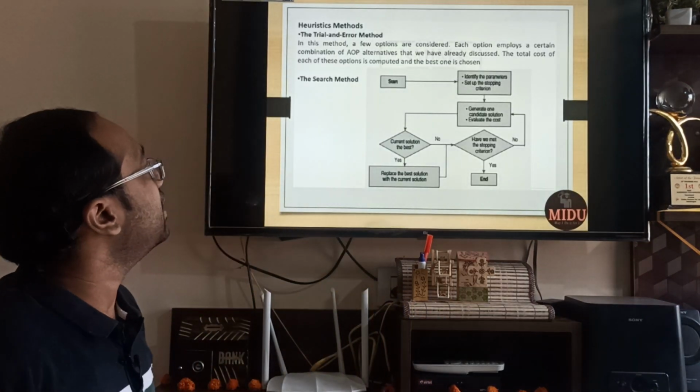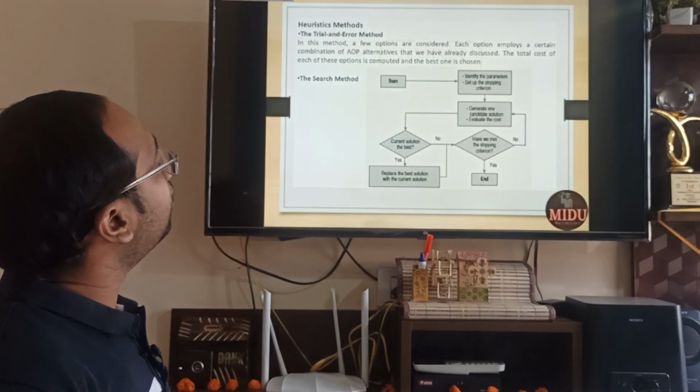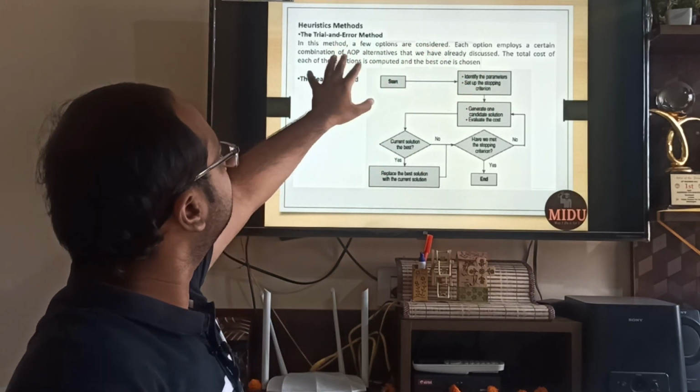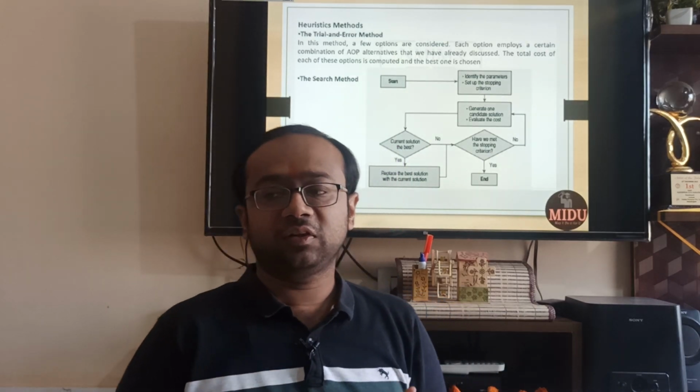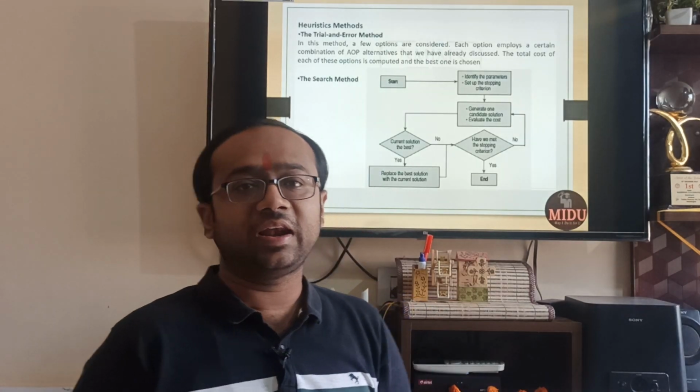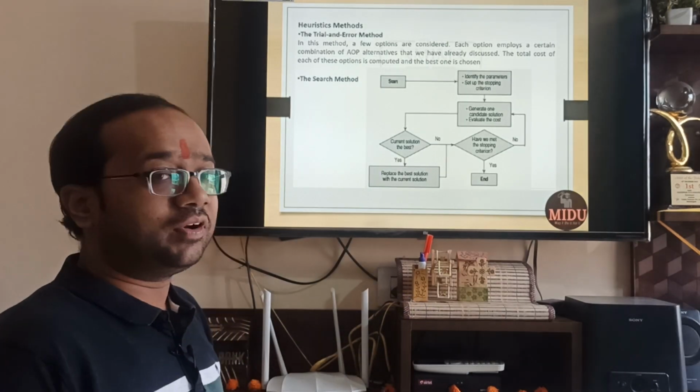So first, like the name suggests, trial and error, you consider few options. Each option will have certain combination which we discussed. You take out the cost of different methods and then basis various algorithms you choose which one is the best. This is known as trial and error method. Second is, my dear friend, search method.